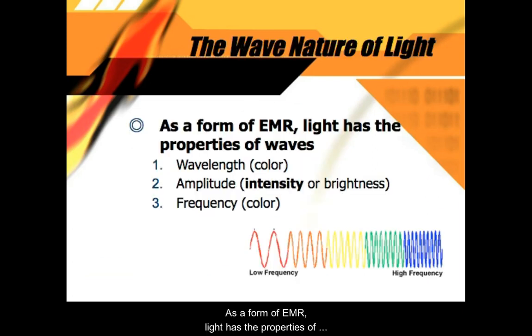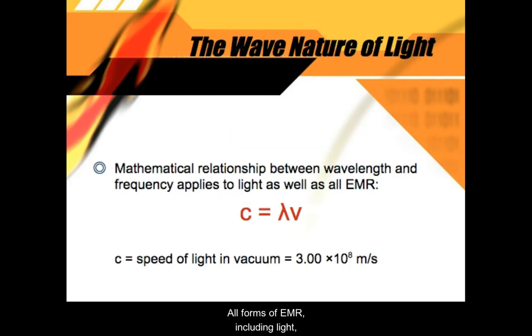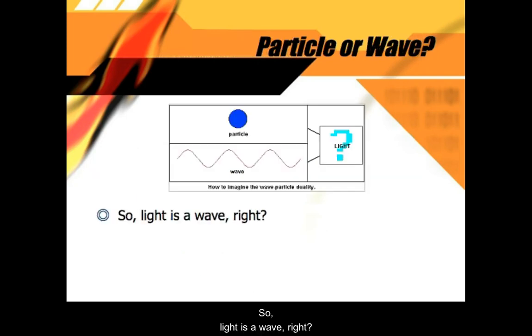As a form of EMR, light has the properties of waves. It has a wavelength, amplitude, and a frequency. All forms of EMR, including light, exhibit the mathematical relationship between wavelength and frequency described by this equation. So, light is a wave, right?